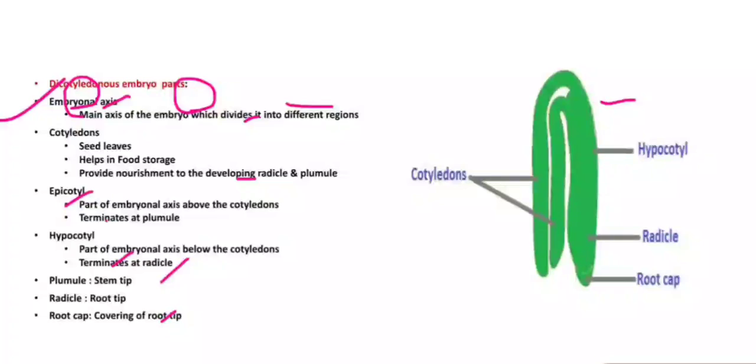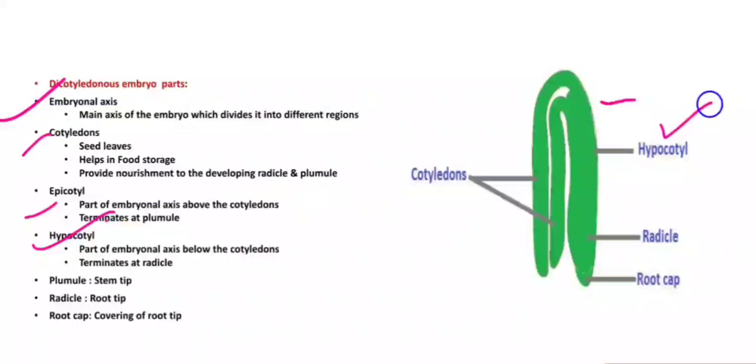Now the dicotyledonous embryo and monocotyledonous embryo, what is the difference between them, we will see now. Dicotyledonous embryo parts: it has the following parts like embryonal axis, the main axis of the embryo, which will divide it into different regions like cotyledons. Cotyledons are known as seed leaves which help in food storage and these provide nourishment to the developing radicle and plumule. Then there is epicotyl region which is the part of embryonal axis above the cotyledons. It terminates at plumule. Then there is hypocotyl region.